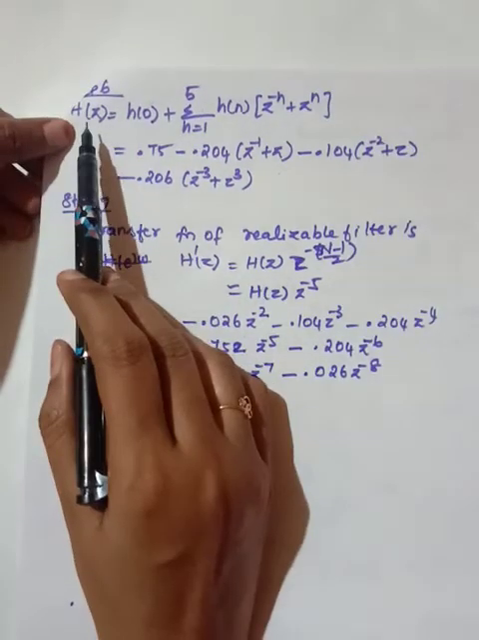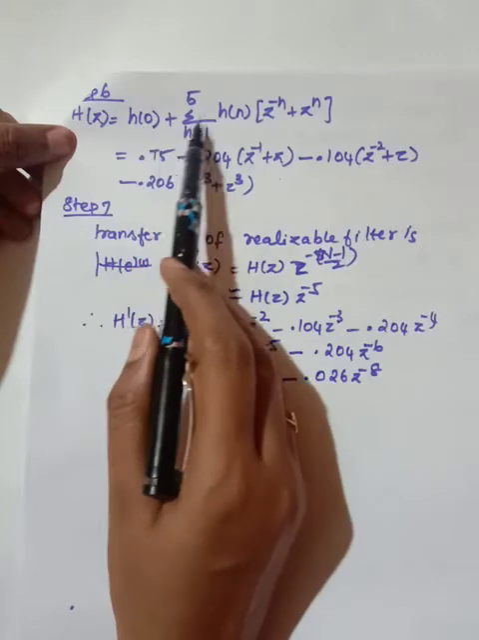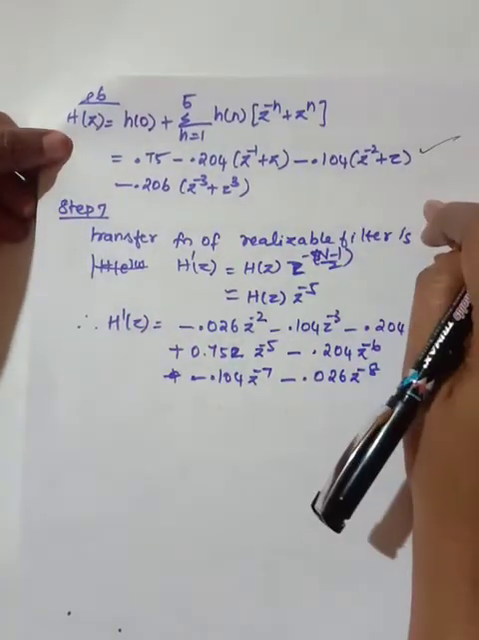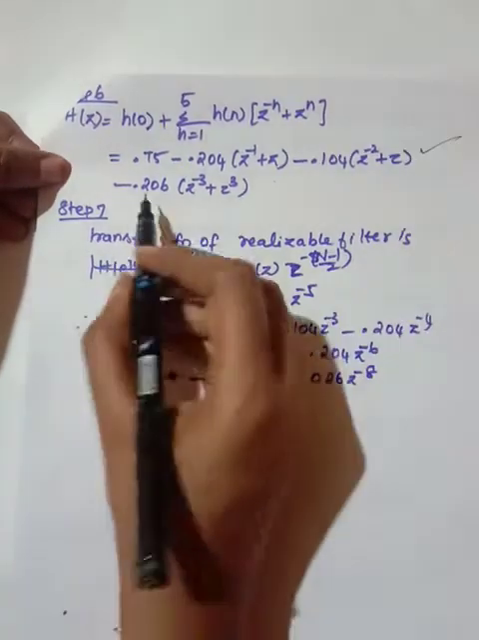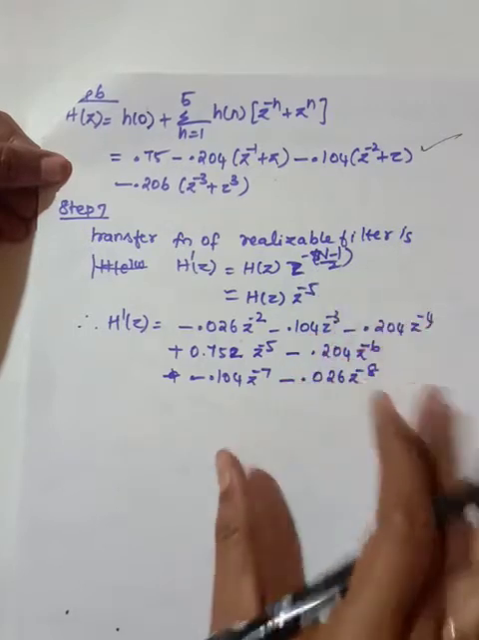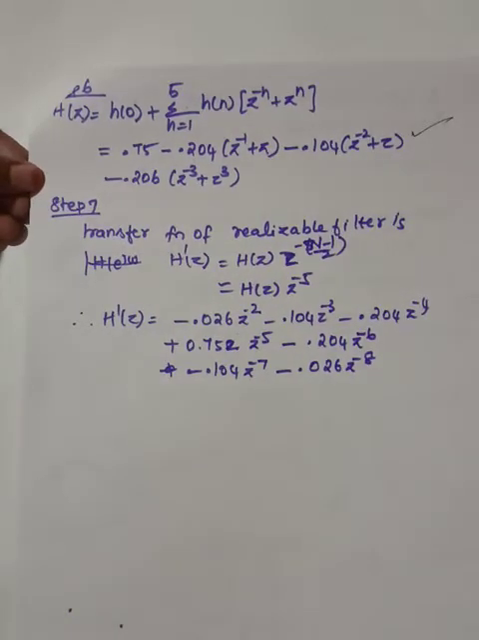So here we will obtain the transfer function H(z), which is equal to h(0) plus summation n equal to 1 to 5. This is the same procedure we have seen in the Fourier series method. Then this transfer function is not realizable, so we are going to multiply by the delay factor. Yes, right. So this is the procedure we did in the Fourier series.